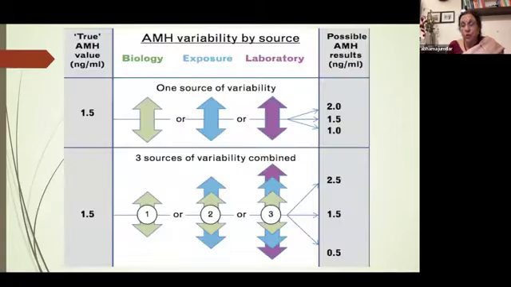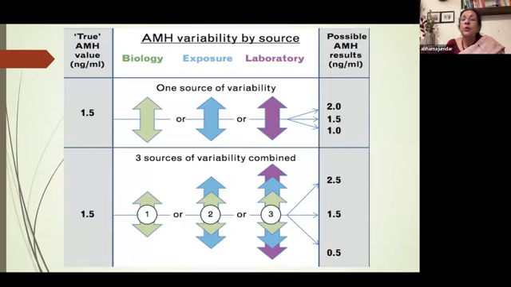Now, the moment you go on, there are three sources. One is exposure. Has the patient been exposed to oral contraceptive pills for more than 3 months or 6 months? Because after 3 months, the AMH may drop a little. After 6 months, it may drop more. There was also a study which said that if vitamin D is deficient, AMH may turn out to be lower. So exposure to what has the patient faced before we are doing an AMH? And third thing is laboratory.